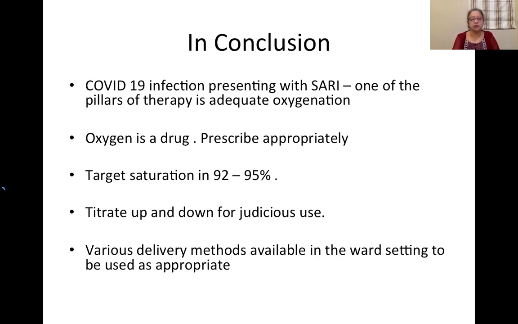And I will conclude my talk on oxygen therapy in the ward by saying that in COVID-19 patients presenting with SARI, oxygenation is one of the modes of therapy, and it has to be adequate. It is a drug. We need to prescribe it appropriately. The target saturation in all patients, irrespective of mild, moderate, or severe, is 92 to 95, unless they have COPD. Titrate its use, and there are various delivery methods available in the ward setting to be used as appropriate. Thank you very much.